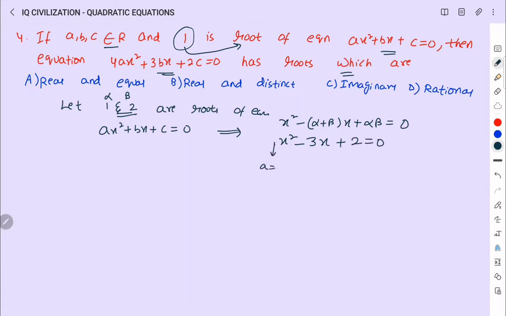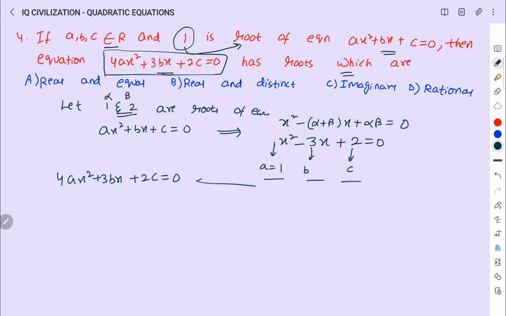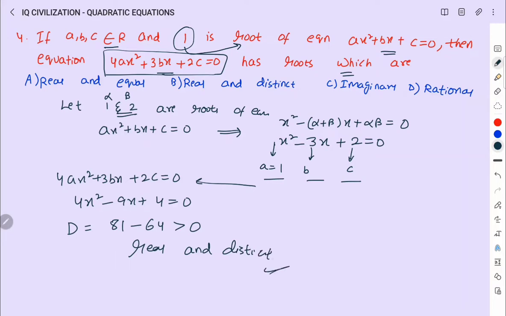So this is a, this is b and this is c. So I'll just substitute this in 4ax square plus 3bx plus 2c equals 0, right? So I substitute these a, b, c values here. So I'll get 4x square minus 9x plus 4 equals 0. I'll find the determinant, that is b square minus 4ac: 81 minus 4 into 4 into 4, 64. I'll get a positive value. So I can say that the roots are real and distinct. Okay, clear? Next one.